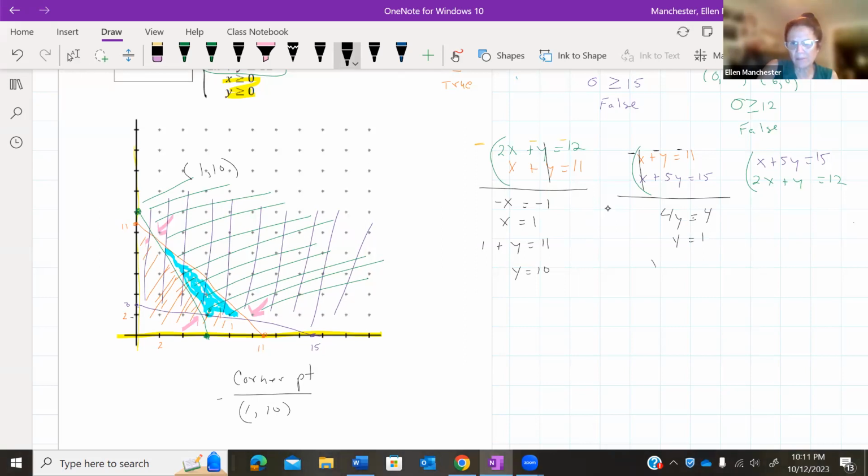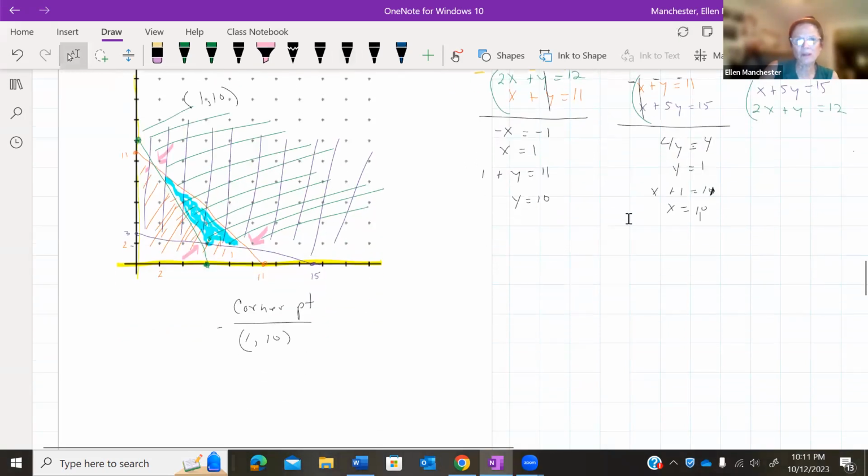Now I can plug that back into the original. And I get x, oops, that should be an 11. X equals 10. Okay, so my second corner point is at the point 10, 1. Okay, that's this one right here, where the orange and the purple meet. Okay, and it looks pretty good, right? That's 10 right there. And it's a little bit higher than normal, but it is right in the right spot.